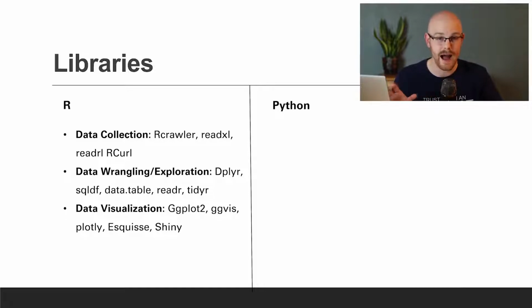I just can't possibly put them all on here. And so these are just a highlight of some of the more popular ones, the ones that I have personally used. And so I hope that you are not offended by that. But let's start with R.